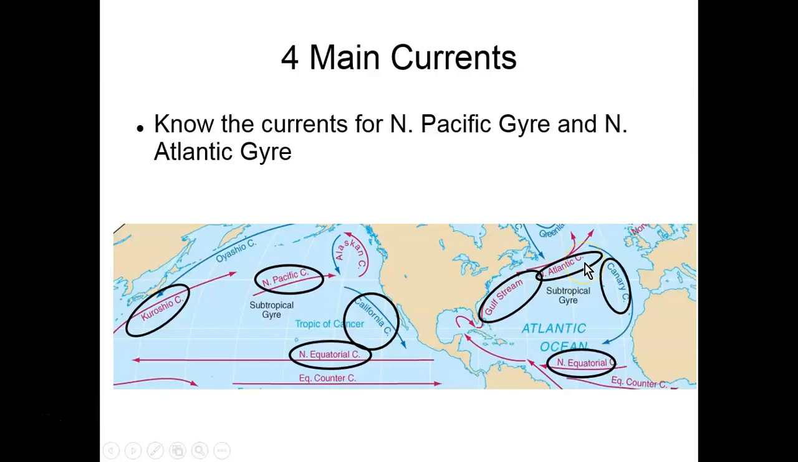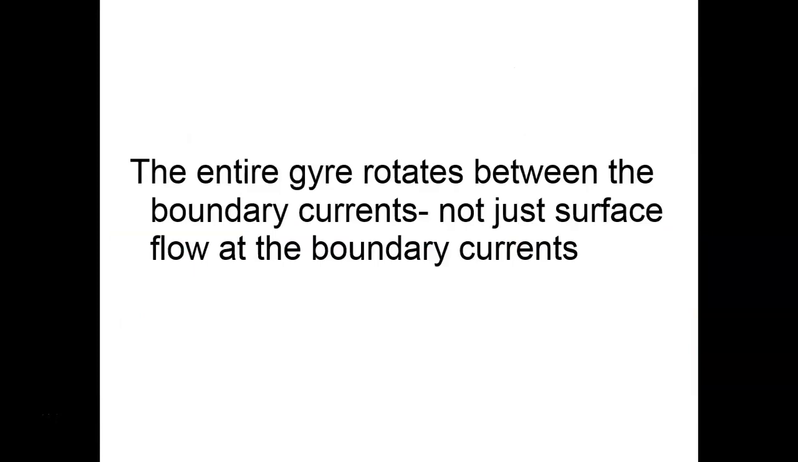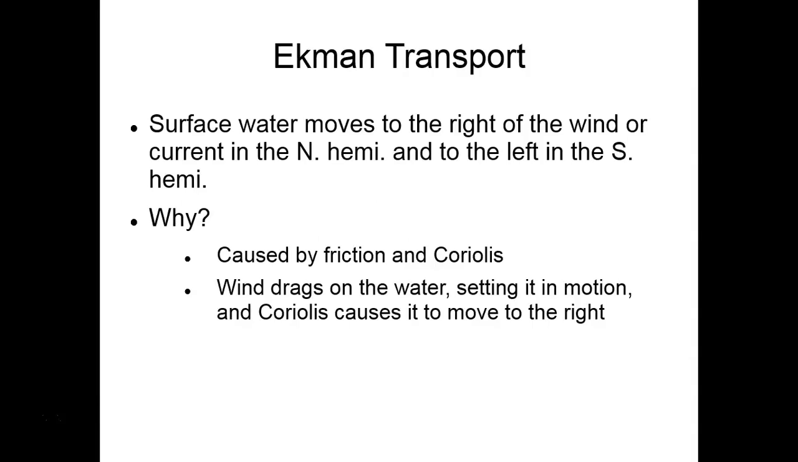And the northern boundary current gets deflected and creates the eastern boundary current, and that eastern boundary current in the North Atlantic is called the Canary Current because it runs along the Canary Islands. Okay, so what actually happens is it's not just these individual currents that are thin bodies of water that are moving. The entire gyre actually rotates between the boundary currents. So the boundary currents are really just the boundary of the gyre, but the water is circulating within there as well. Okay, so it's not just the surface flow at the boundary currents.